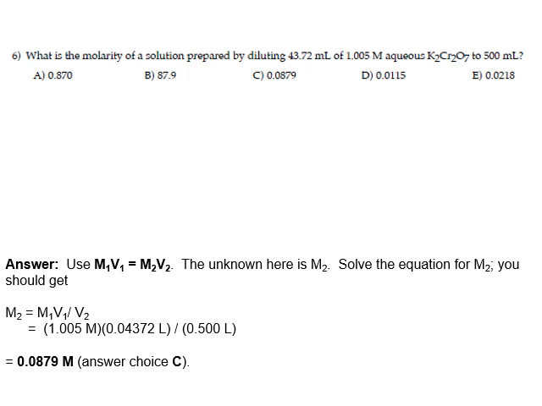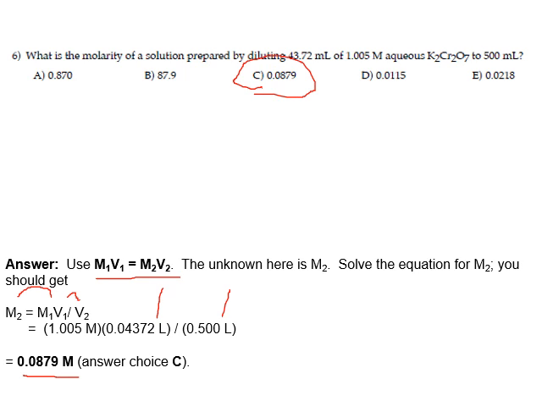All right, so here is our formula. M1 V1 equals M2 V2, so M2 is going to be M1 V1 divided by V2. We know all of those things because they were given in the problem statement. Notice that I've converted milliliters to liters here. When you multiply and divide, you get 0.0879, and that's the second, final molarity. It turns out that's answer choice C.